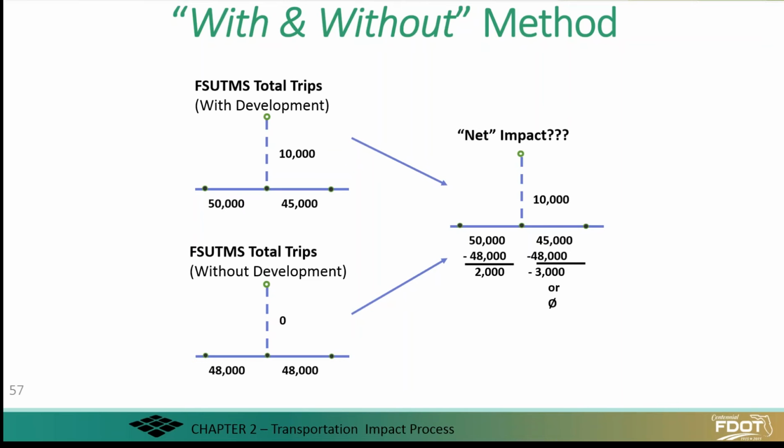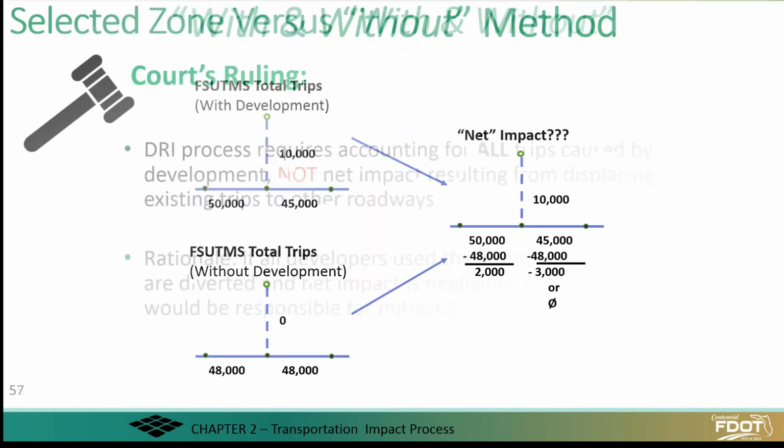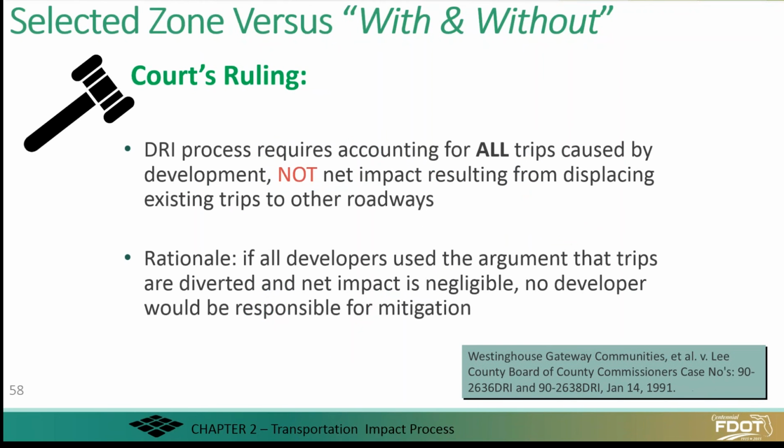And the result would be, in the western link, 50,000 trips with the project, 48,000 trips without the project, so you have a net of 2,000 trips. But in the other direction, 45,000 trips with the project, 48,000 trips without the project, or negative 3,000 trips, for a net impact of 0.